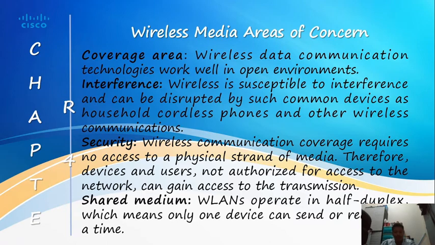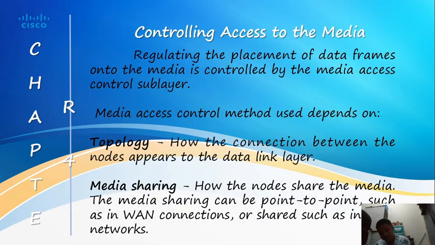Next is the shared medium. A wireless local area network operates in half duplex, which means only one device can send or receive at a time. Controlling access to the media. Regulating the placement of data frames onto the media is controlled by the media access control sublayer. Media access control methods used depend on topology and media sharing.